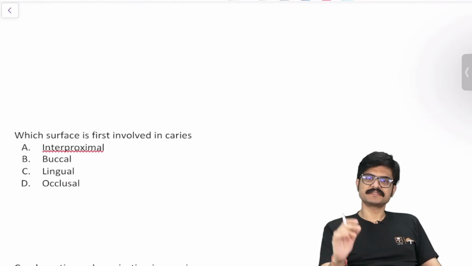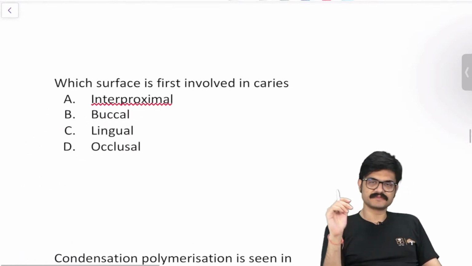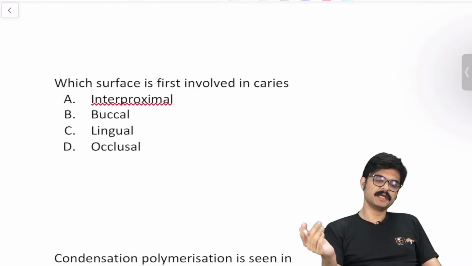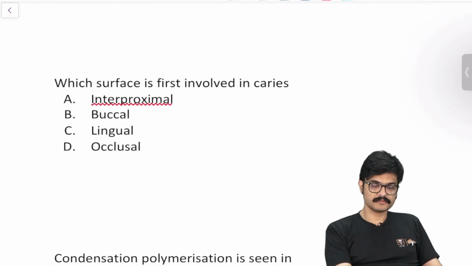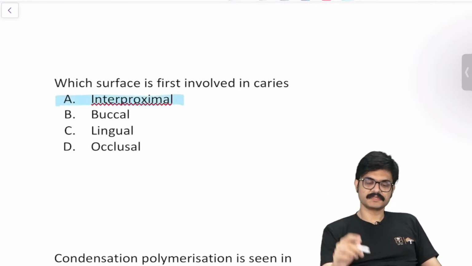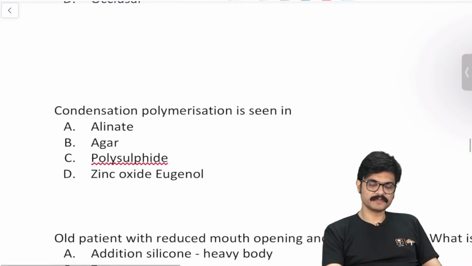Which surface is first involved in caries? That's another question from cariology and conservative dentistry. It is the interproximal surface, no doubt about this. First involved in caries is interproximal surface.